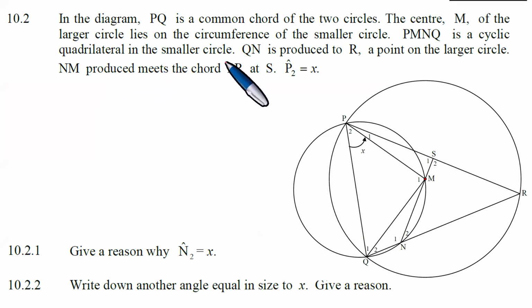In the smaller circle, QN is produced to R. We're able to see QN is produced to R, and that is clear on the diagram, a point on the larger circle. Moreover, NM produced meets the chord PR at S. Clearly, we can see the point S over there. Write the angle PQM equals X. Clearly, the X has been shown in the diagram there.